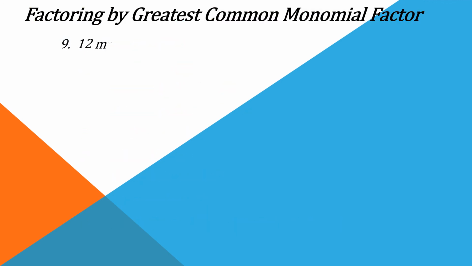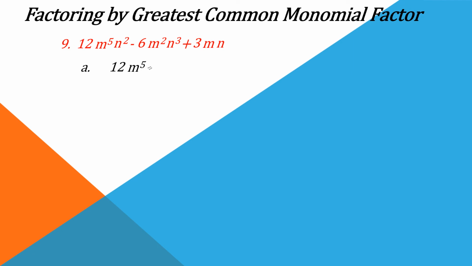Let us now proceed to example number 9. 12m to the fifth n squared minus 6m squared n cubed plus 3mn. In this example, we have three terms, and we will find the greatest common factor for each term.